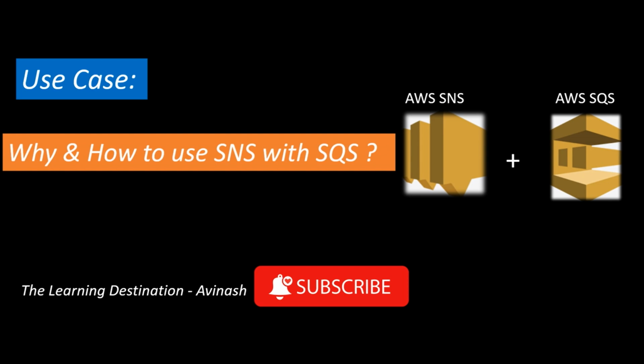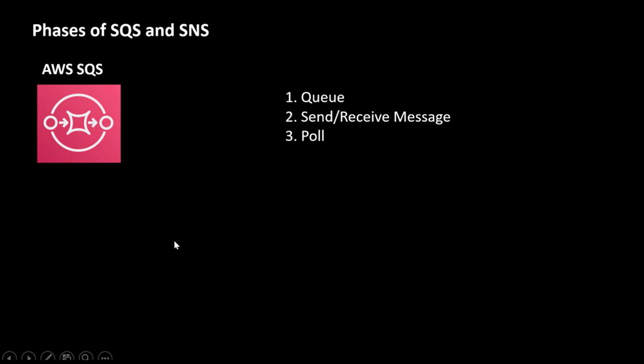Today I'm going to cover one of the use cases: why and how to use SNS with SQS. If you remember, I have already covered the SQS topic in my last videos, where we saw how to create queues, how to send and receive messages, and finally how to poll the messages inside SQS. Today I'm going to show you the use case of how you can utilize SQS with SNS and why it is needed. First I'm going to talk about the different phases inside SQS and SNS. After discussing these phases, I will describe why SQS is needed with SNS.